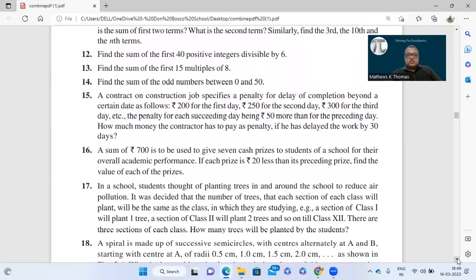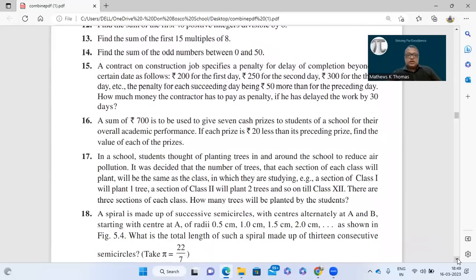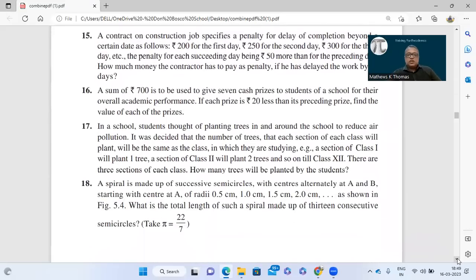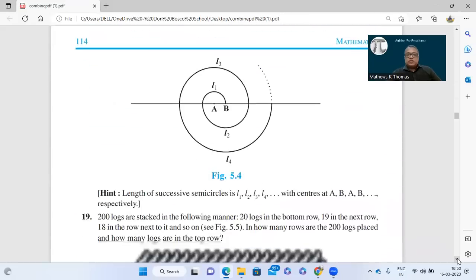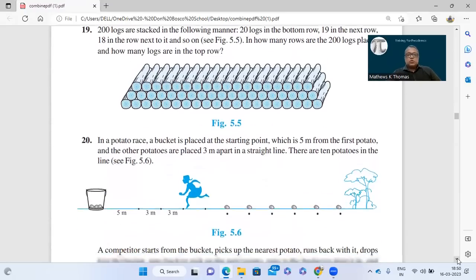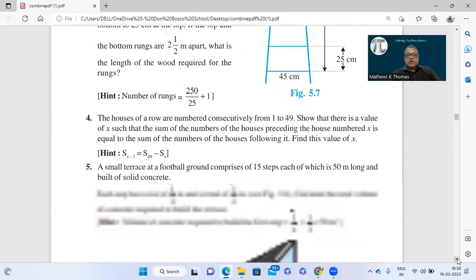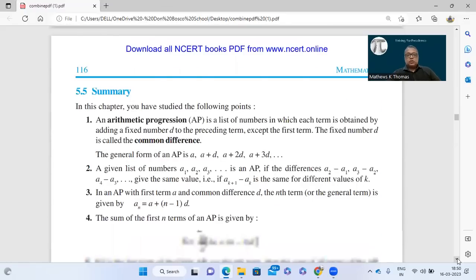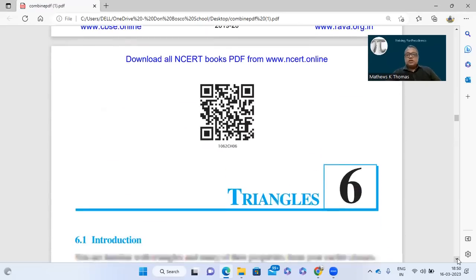Then question number 15, 16, 17. These word problems that you find, 15, 16, 17, 18, up to 20. These are all good questions, because they can come also as case studies where the diagram is given and you are asked many parts. So kindly go through all the word problems of AP. Right? Then we go to the next chapter, that is triangles.